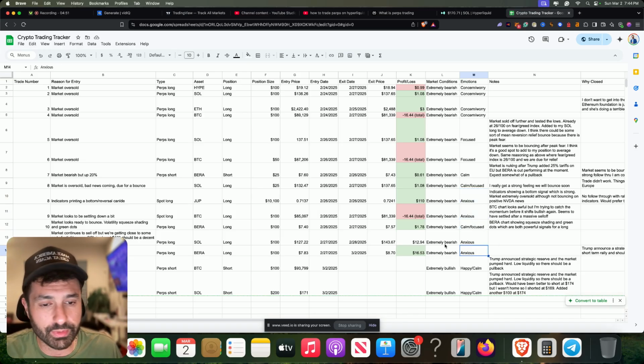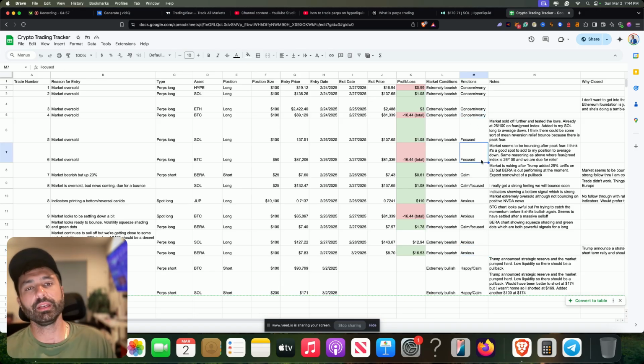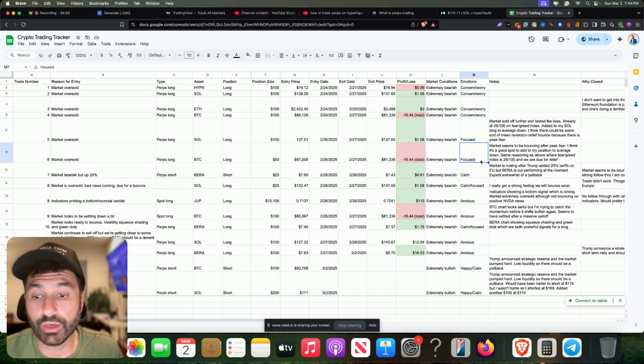Calm, focus. This one is anxious. Still printed on it. Concerned and worried, but it's the negative emotions that are going to hurt your trading. Okay, so I think you get the gist of that. I don't want to go too in depth into this to start. Let's get into the meat of it.